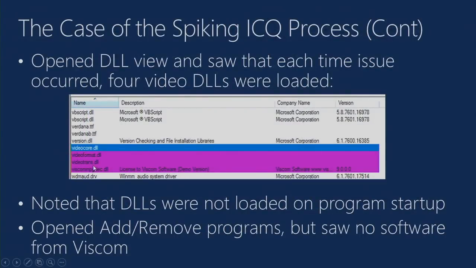These are four DLLs, and all show up packed. They're probably all third party. They don't have company names and version information except for this bottom one, which is licensed to Viscom Software, demo version. So somehow they picked up this codec someplace when they were going around the internet. They went to Add or Remove Programs to see if there was anything for Viscom there that they could uninstall. Nothing there. Dead end. So now they're stuck. How do we find out how to unload this codec that we don't want on our system that's causing this problem?